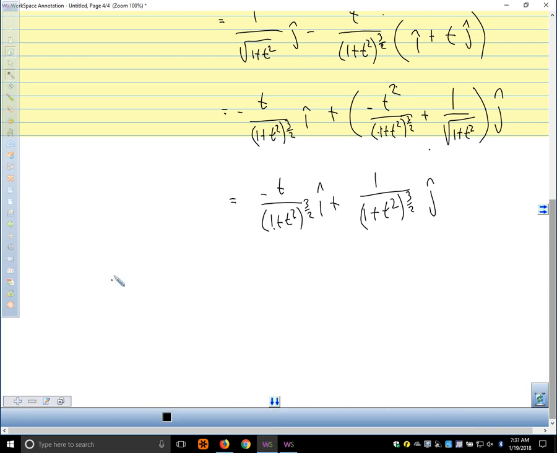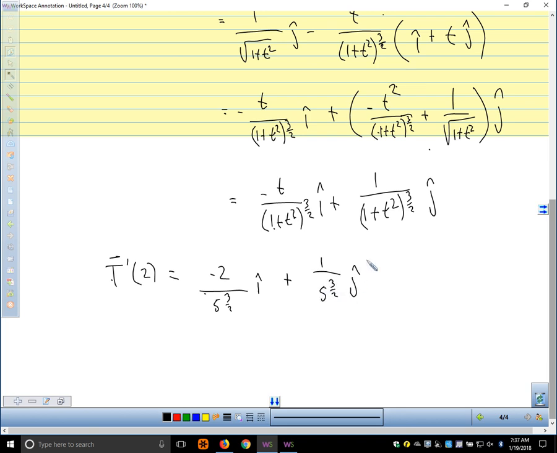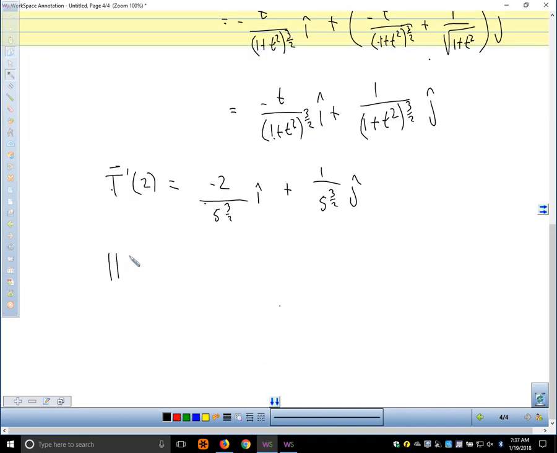T prime of 2. I'm going to substitute a 2 in here, and I get negative 2 over 5 to the 3/2 i hat plus 1 over 5 to the 3/2 j hat. And then we can find the magnitude of that, the magnitude of T prime at 2.